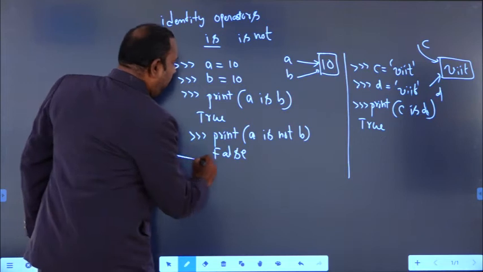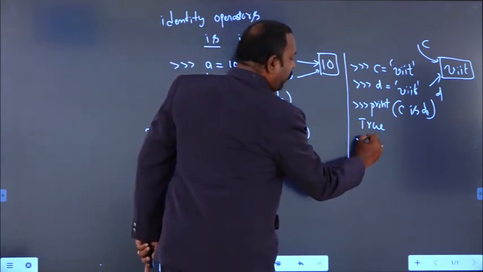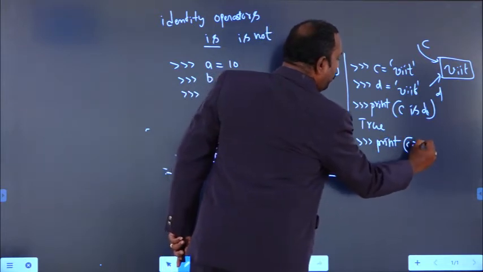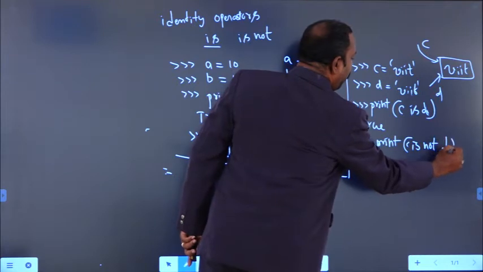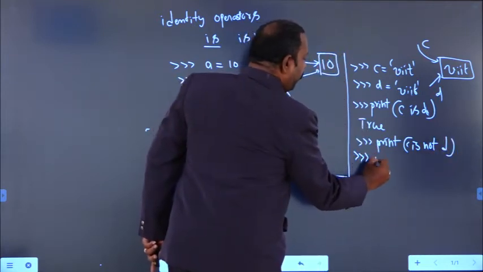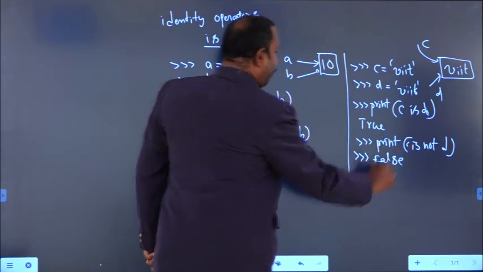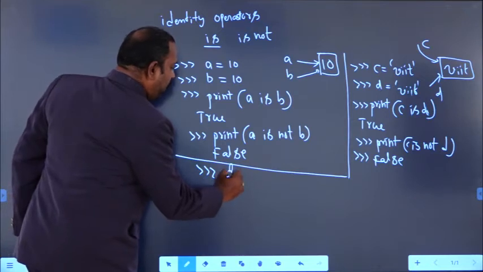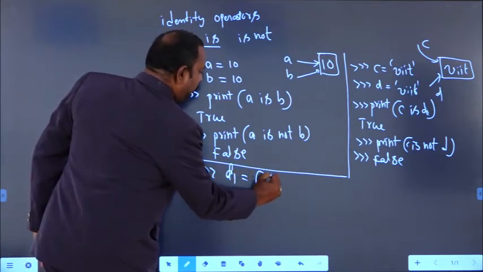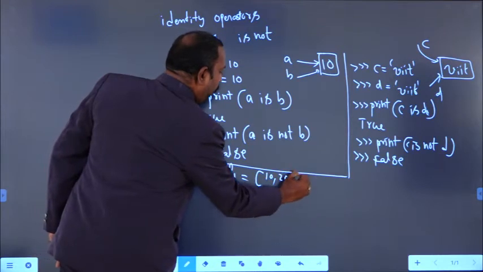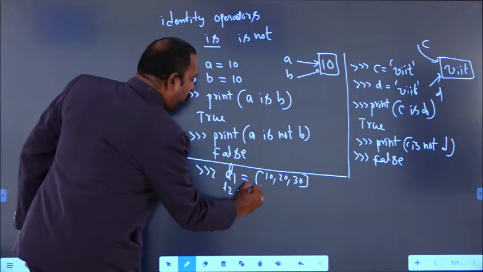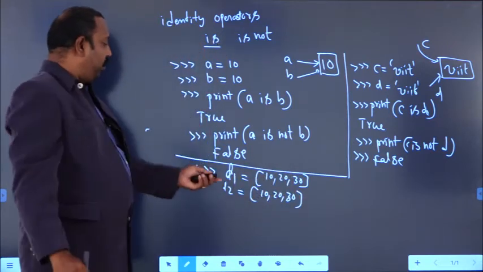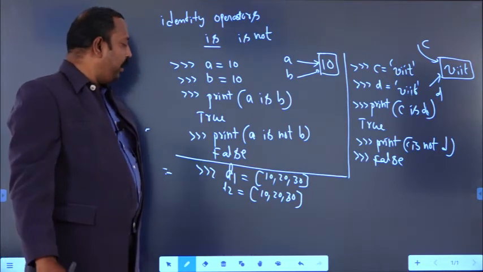When coming to another example, suppose I print C is not D. Then you will get the output false. Next example, suppose you see L1 equal to, for example, 10, 20, 30 and L2 equal to 10, 20, 30. This is very, very important. Listen carefully. L1 equal to 10, 20, 30, L2 equal to 10, 20, 30.